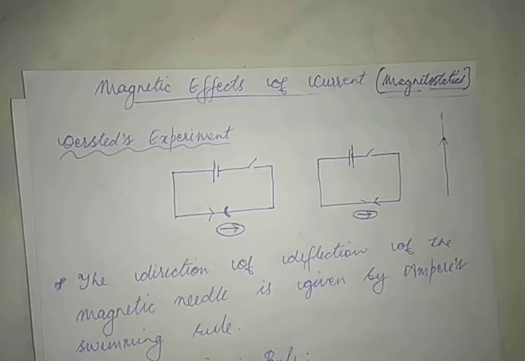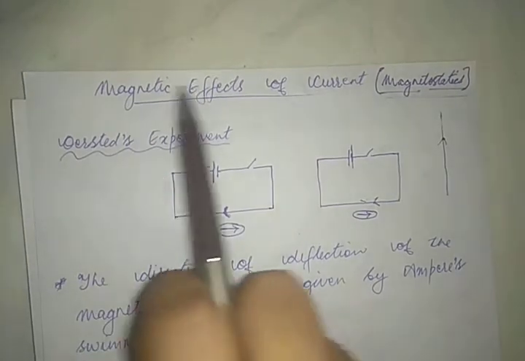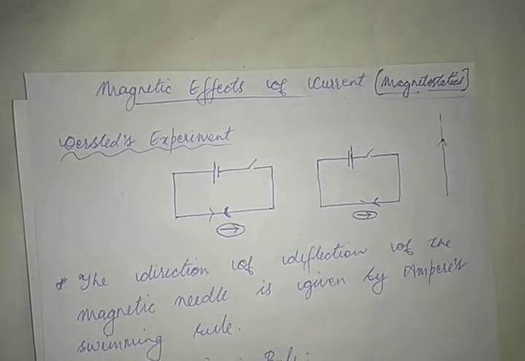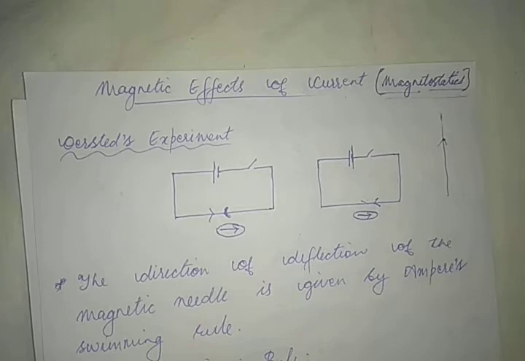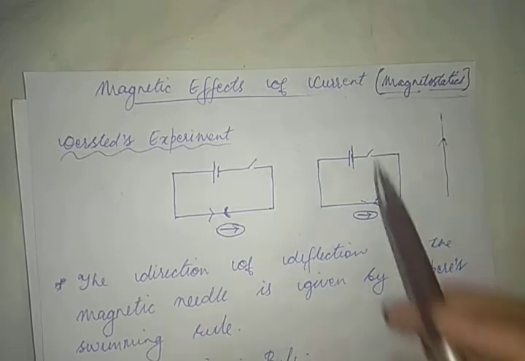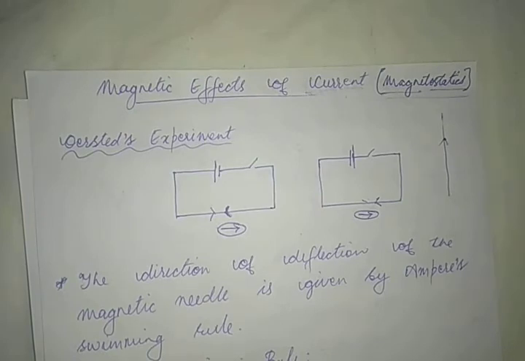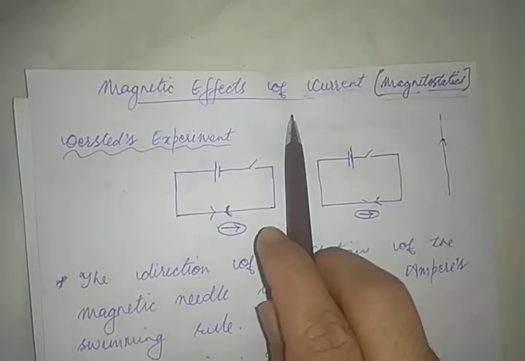With this video, class 12, we are going to start magnetic effects of current, where of course we are going to discuss magnetism being a result or consequence of electric current flowing. Whenever electric current flows through a conductor or a wire, what it produces is magnetism. So that is what we are going to discuss in this topic.